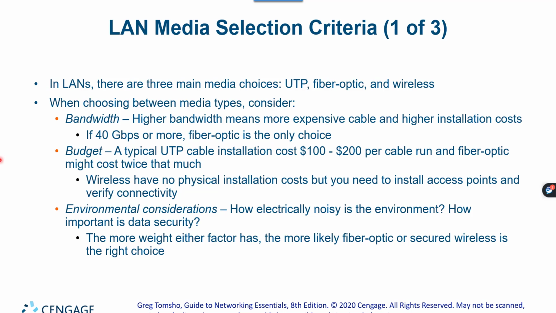Unshielded twisted pair installation costs $100 to $200 per cable run. That's for the labor and the materials. And then fiber optic might cost twice as much. So you're paying twice as much for fiber. Then we have environmental considerations. How noisy is the environment? How important is your data security? The more noisy your environment and the more data security is important to you, then you're going to pick fiber. So budget, interference, and security work against your budget also.